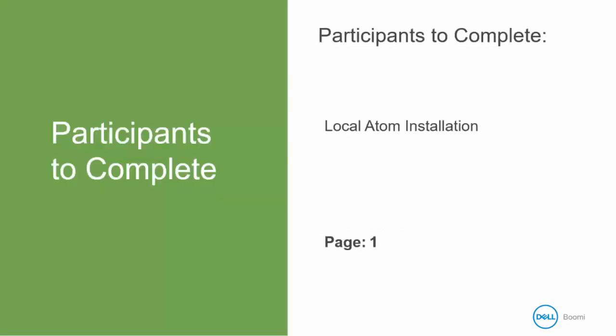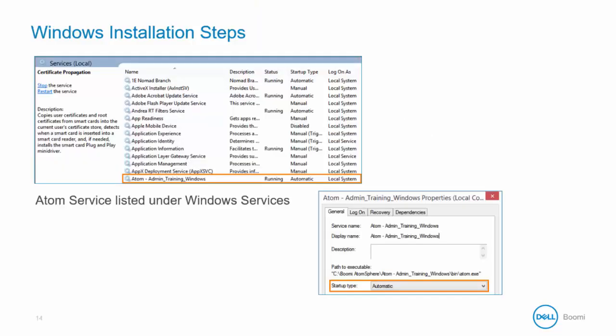For a Windows installation, please view our local Atom installation activity video. This video will demonstrate an installation on a Windows machine. You will need your activity guide to follow along, and the instructions will begin on page 1. When the Windows install is complete, the local Atom service is configured to auto start, and it will be listed in the Windows services listing.